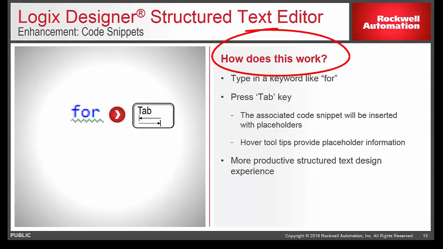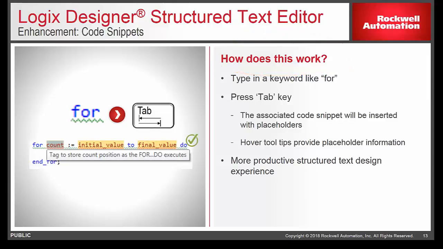The first thing you would do is type in the keyword that would begin the entire code construct. At that point, you would press the Tab key, which would then lay out the entire code construct and include placeholders for the values that need to be filled in. You can hover over those values to give you more information about what would specifically go into those placeholders to fill out the entire code snippet. This allows a more productive structured text design experience for the user.